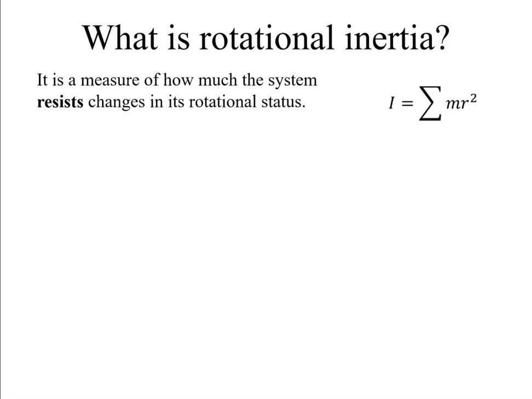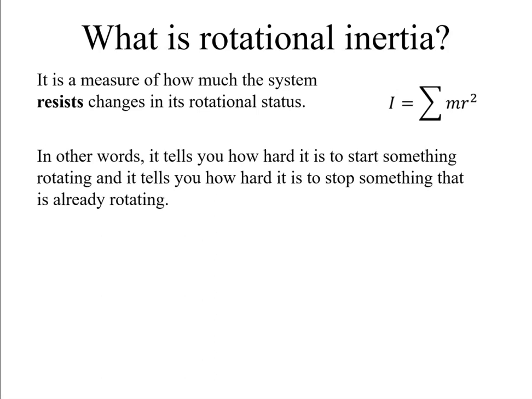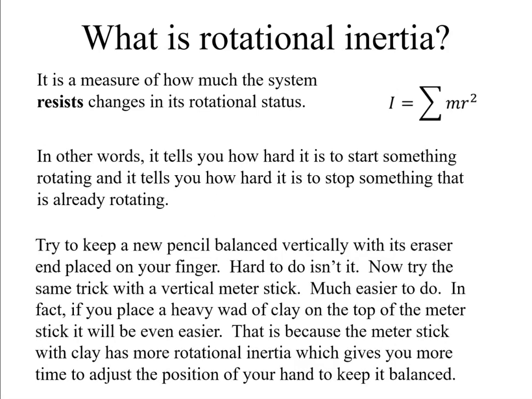It's a measure of how much resistance there is to a change in rotational status. So if something's already rotating, it's how hard it is to get it to rotate even faster or to slow it down. To give you an idea of what it feels like, stop this video and grab yourself a fresh, brand new pencil, not sharpened, and balance it on the razor end on the end of your finger and try to notice how hard it is. You'll see very quickly it's pretty hard to do.